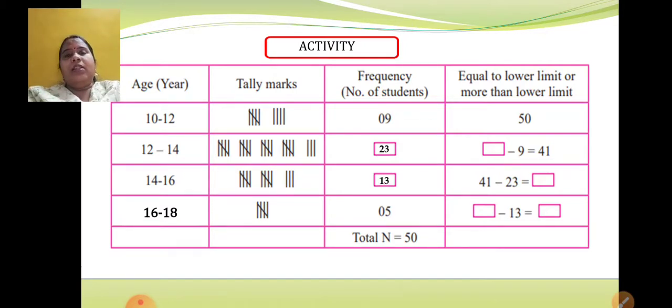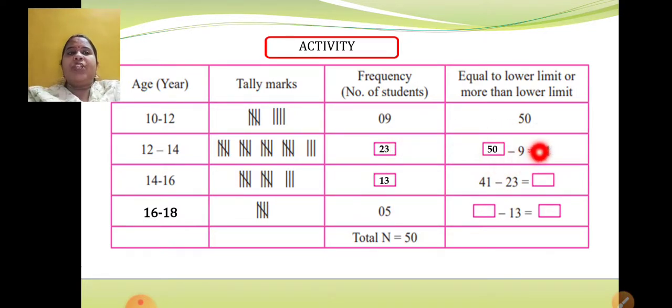Once this is done, we go to the last column, that is more than lower limit. For that, whatever is the total frequency, that is written as the first value here. We should write 50 here. After that, 50 minus 9 is 41. What is to be done for the next one? This 41 minus the frequency of that class.